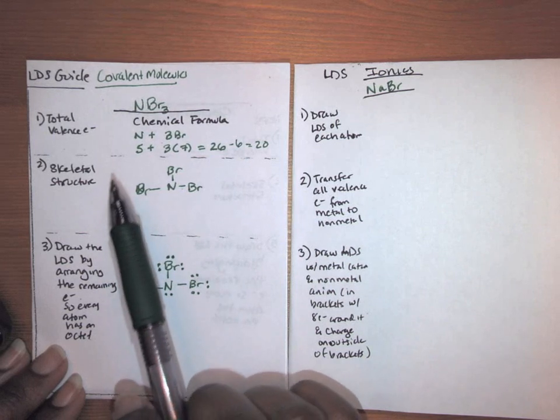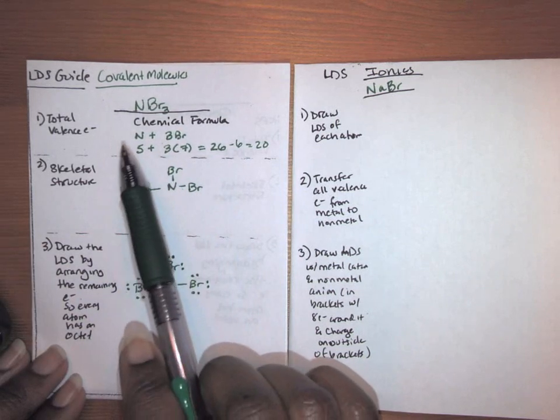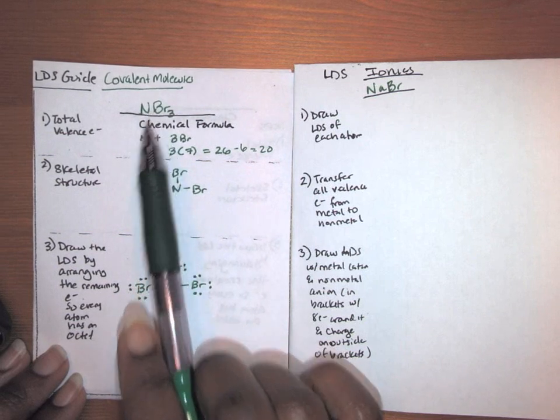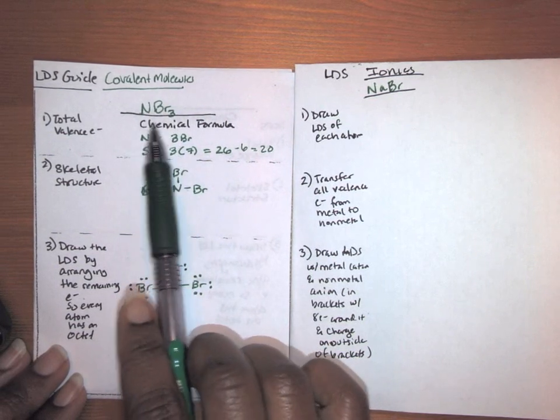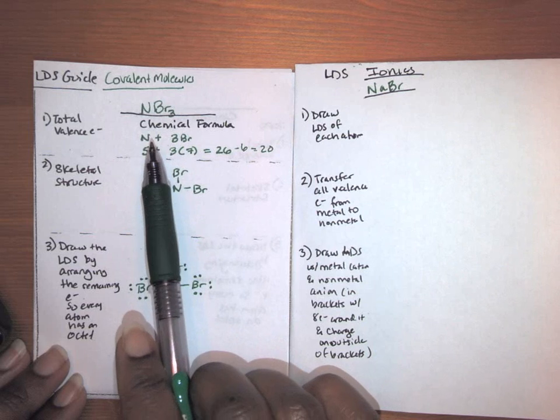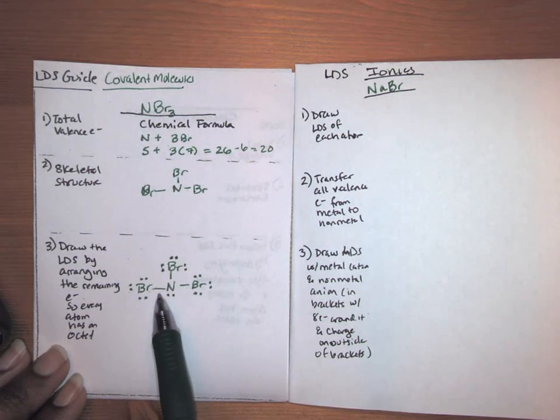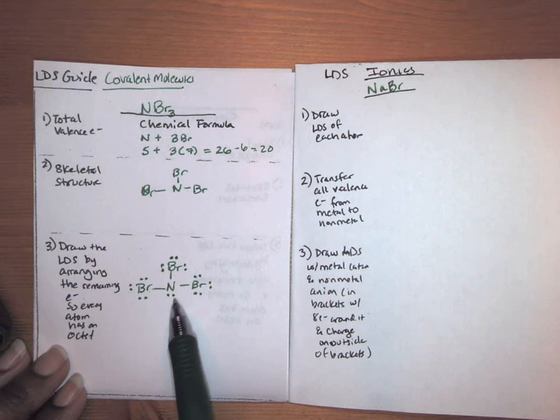Covalent molecules are molecules made up of all nonmetal atoms. So here we have an example. Nitrogen is a nonmetal and bromine is a nonmetal. They're made up of all nonmetal atoms, and the bonds are formed by the sharing of electrons. And you can see that when you look at their Lewis dot structure, the bonds are shown that way.